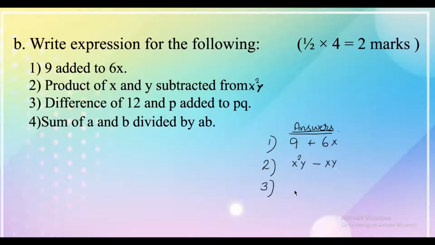Third one, difference of 12 and p added to pq. Difference of 12 and p means 12 minus p. This is added to pq. Fourth one, sum of a and b divided by ab. Sum of a and b is a plus b, divided by ab. So these are the answers for this question.